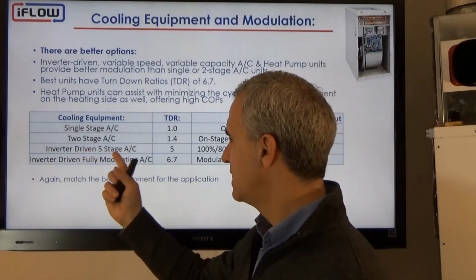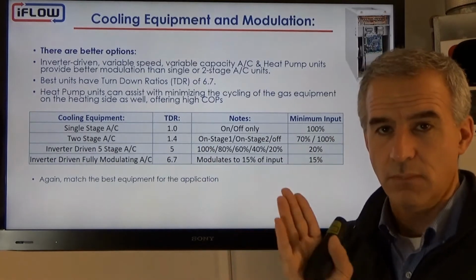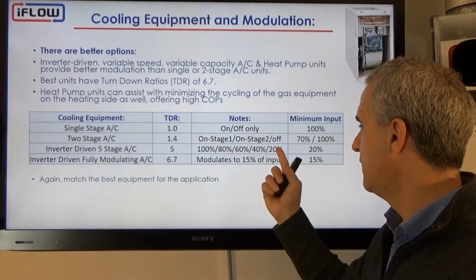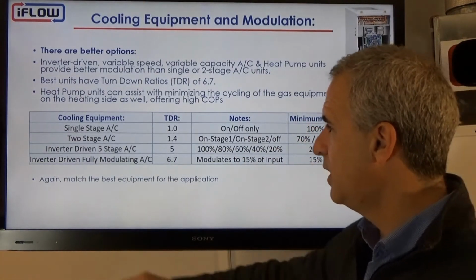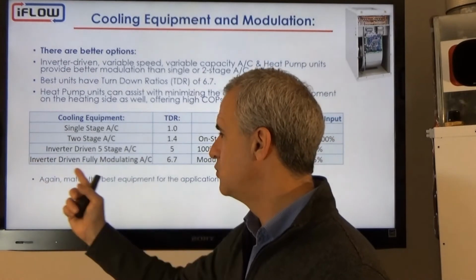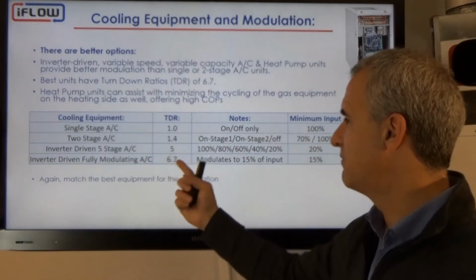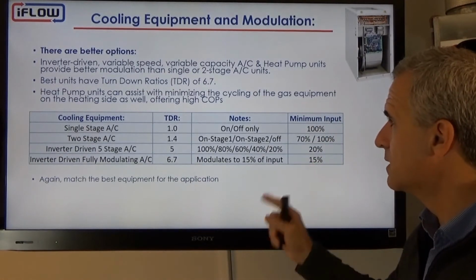The inverter driven, let's say a 5-stage unit, so if it's 5, it's going to run in 1/5, so 100%, 80, 60, 40, and then 20%. So 20% would be the minimum input. And then we have almost the full inverter driven units that modulate down to about 15%, so almost a 7-to-1 turn down. That's a great option for us.